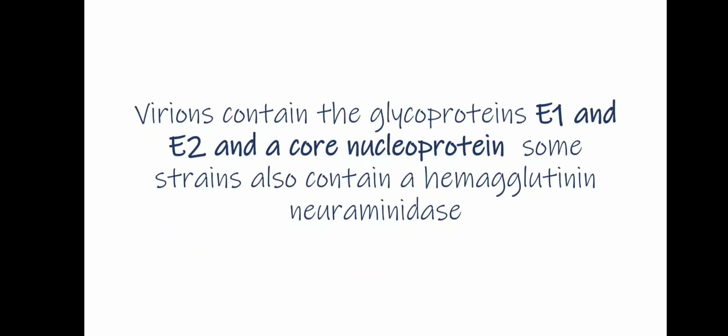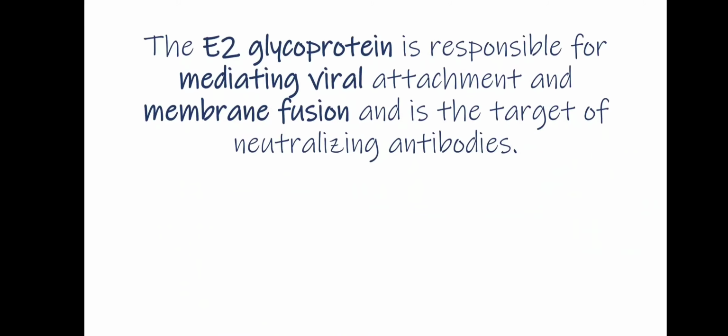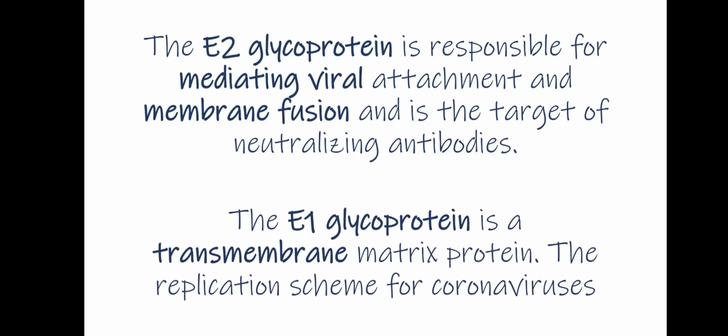Virions contain the glycoproteins E1 and E2 and a nucleoprotein, and in some strains, a hemagglutinin neuraminidase. The E2 glycoprotein is responsible for mediating viral attachment and membrane fusion, and it is the target of neutralizing antibodies. The E1 glycoprotein is a transmembrane matrix protein. The replication scheme for coronavirus.